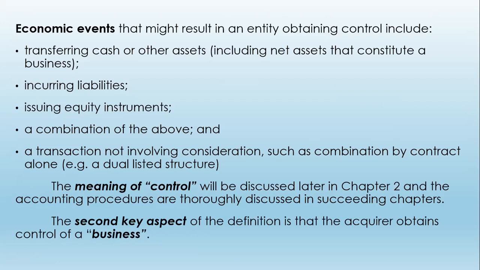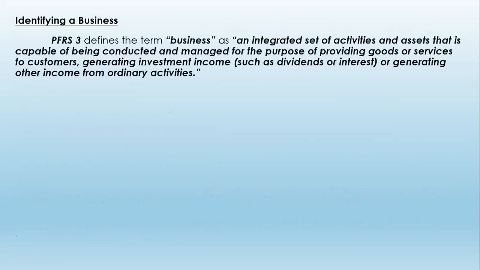The second key aspect of the definition is that the acquirer obtains control of a business. So we have the meaning of control, and second, we have business. Identifying a business: PFRS 3 defines the term business as an integrated set of activities and assets that is capable of being conducted and managed for the purpose of providing goods or services to customers, generating investment income such as dividends or interest, or generating other income from ordinary activities.